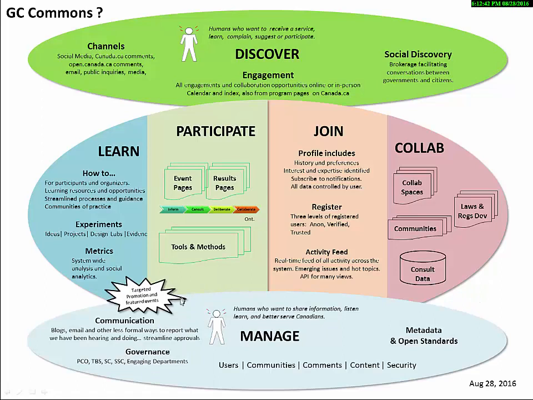Finally, at the bottom, we have the manage function with public servants who need to manage all of this. They need to communicate with targeted promotions and featured events and just ongoing communication. This is central to the whole idea of engaging on a regular basis. We need to govern it, and it's a messy governance situation. Internally, we have 4 or 5 departments who have something to say about this.